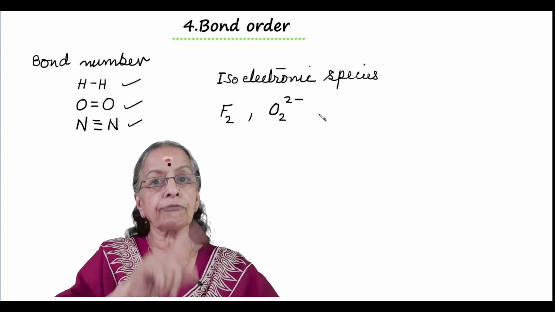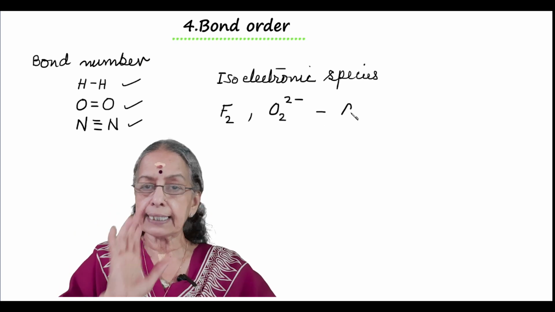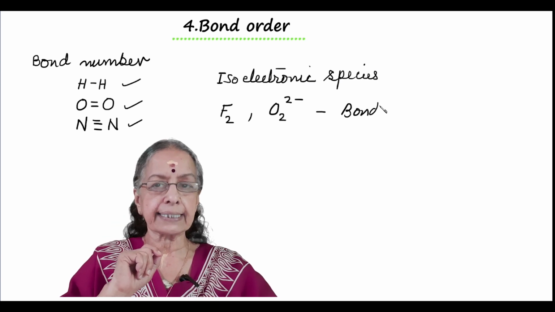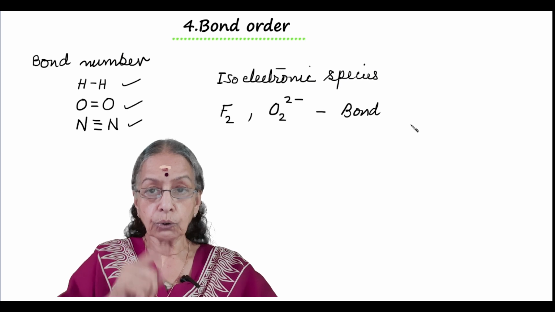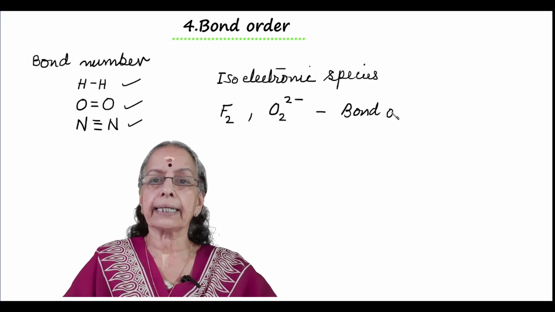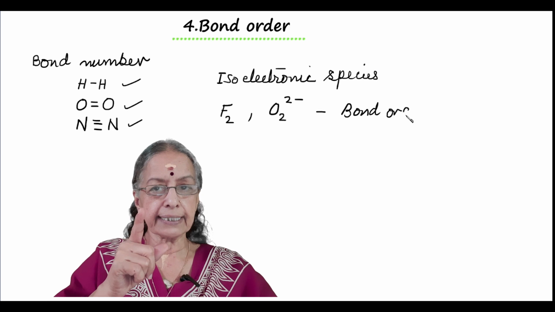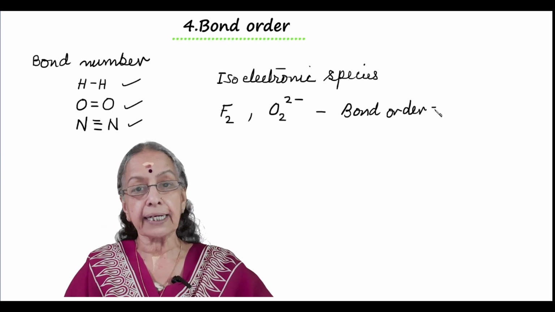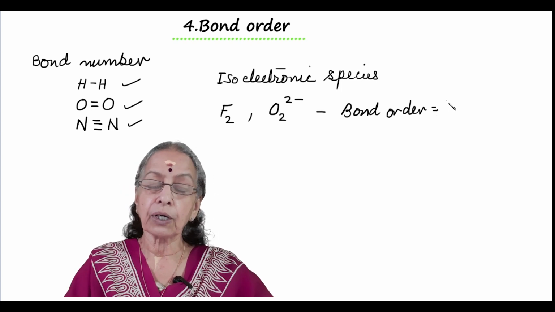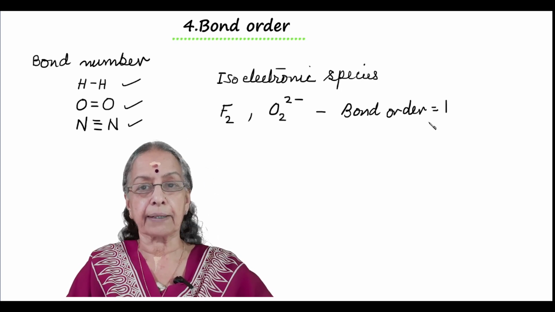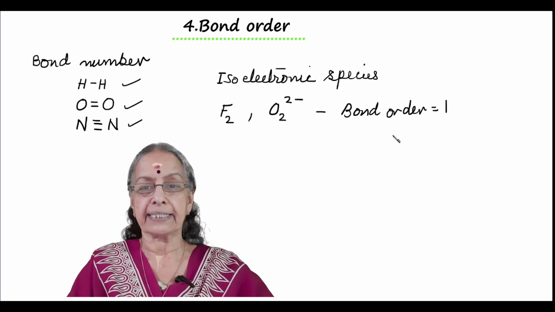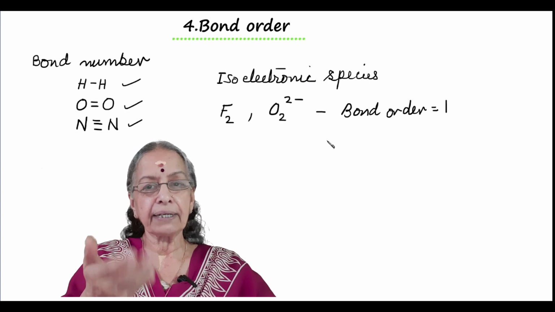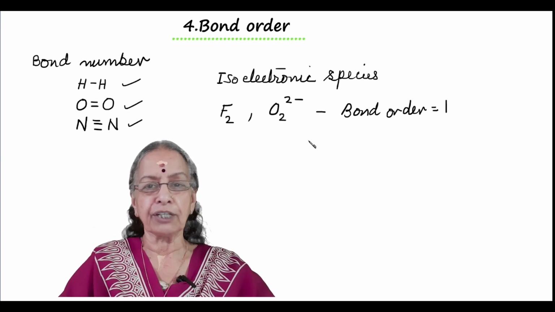The bond order in fluorine is easy to find out. It has a single bond, so the bond order is 1. So, from that we can also guess that for O2 2-, the bond order is 1. That means there is a single bond between these two oxygen atoms. You may try drawing the Lewis electron dot diagram for O2 2-. Find out whether you can do. If you find it difficult, comment in the comment box. Then I will do one video for that.